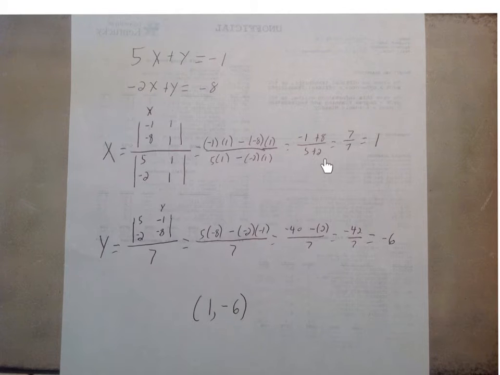So the denominator is 7, and for y the denominator is going to be the same. This product will be 5 times -8 minus this product, -2 times -1, so -40 minus a +2. When you multiply these, two negatives make a positive. It's -42 over 7, which is -6. So the solution to the system of linear equations by Cramer's rule is 1, -6. Hope that helps.